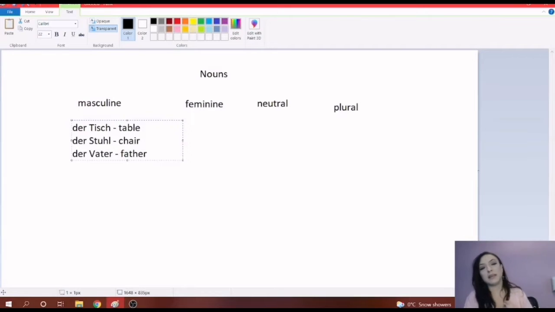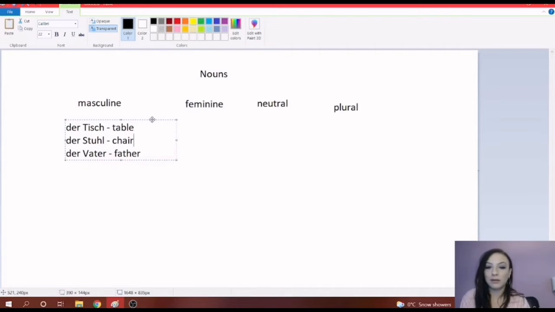In my native language, Serbian, chair is feminine. But here it's masculine, so you have to memorize it. There are certain rules, but they cannot be applied everywhere. There are a lot of exceptions. So basically, it's best to memorize it, and you will see that at the beginning it's very difficult, but as time passes, it gets easier.